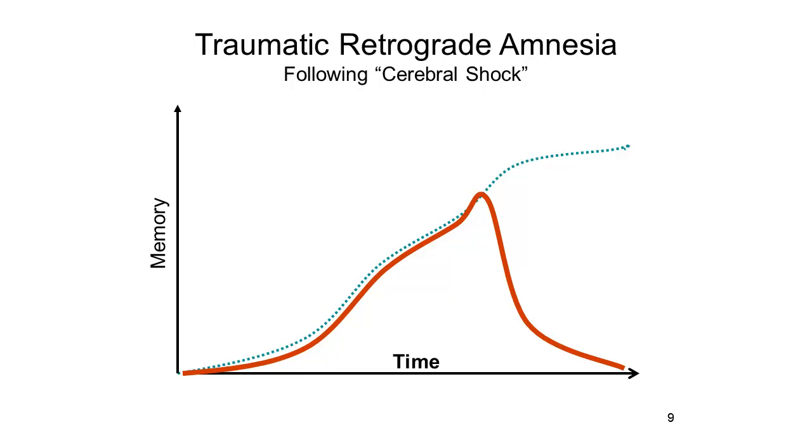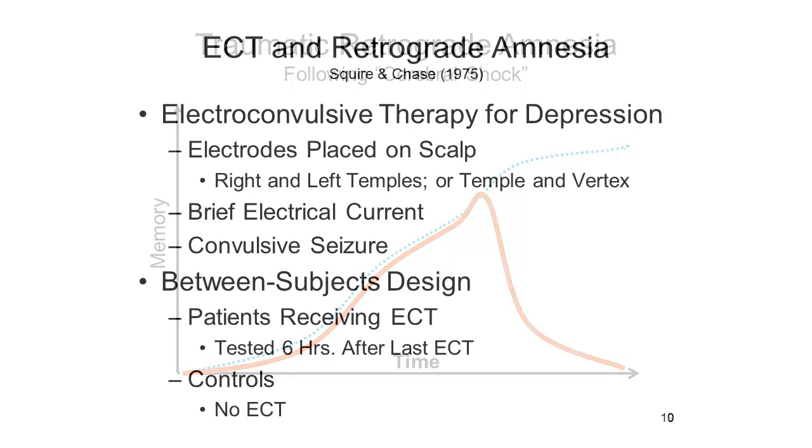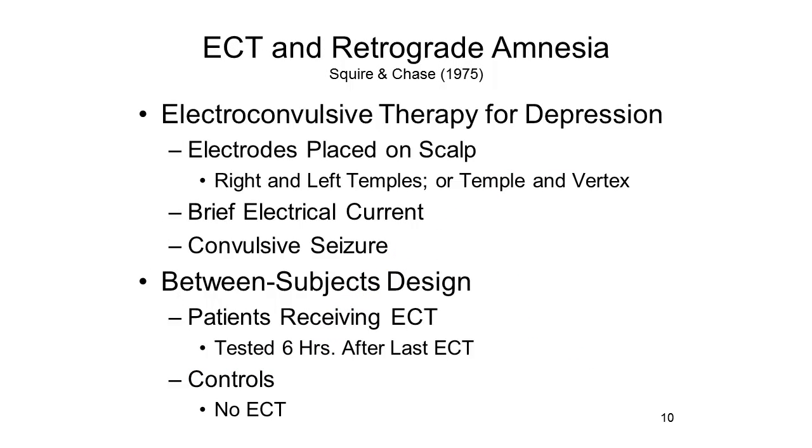And again, this is exactly what you'd expect if traumatic retrograde amnesia was caused by a kind of disruption of the consolidation process. The very recent memories have had less time to be consolidated, so they're more vulnerable to the amnesia. The more remote memories have had lots of time to be consolidated, and they're relatively invulnerable to the amnesic process. Here's a real-life example of the temporal gradient in retrograde amnesia from a study of depressed patients who were receiving electroconvulsive therapy, ECT, as a treatment for depression.